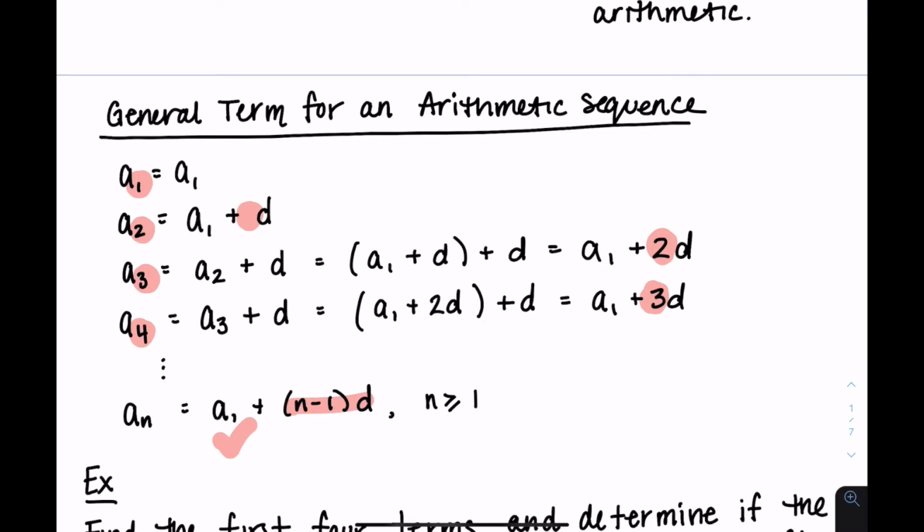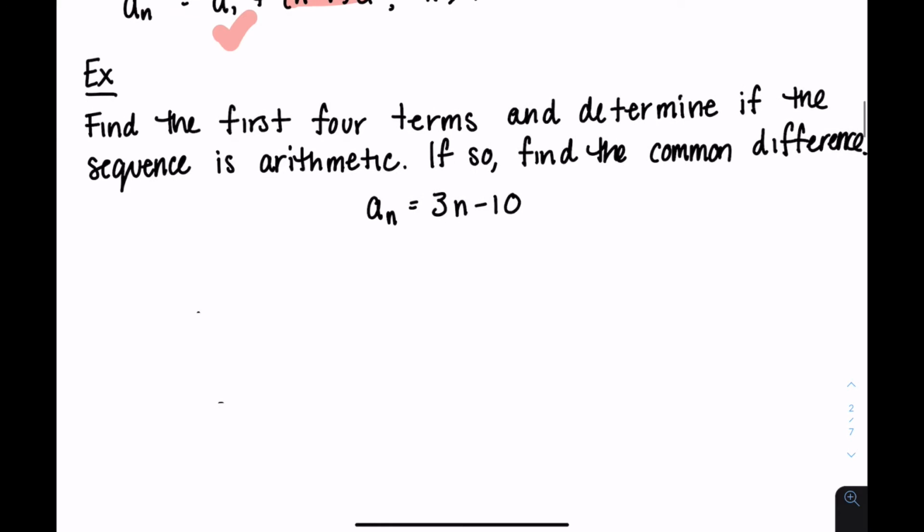Okay. So given that general formula, we want to find the first 4 terms and determine if it's arithmetic or not. If it is, we're going to find the common difference. This is going to be a little bit different than the prior example because just picking a couple values of A isn't going to prove it's arithmetic. But I'm going to go ahead and find those first 4 terms first. So A1, replace n by 1 to give you 3 minus 10, so this is negative 7. A2 would be 3 times 2 minus 10, which is negative 4.